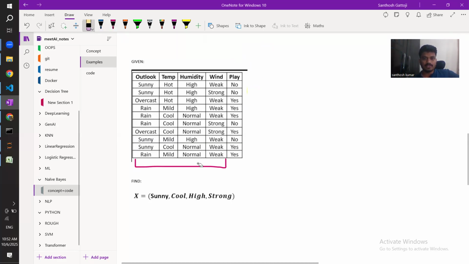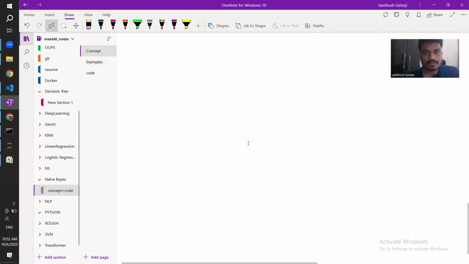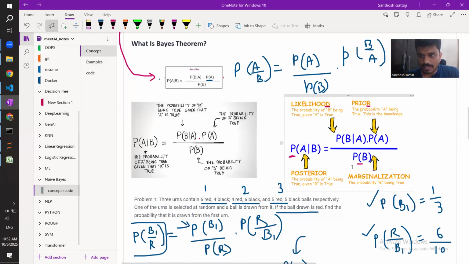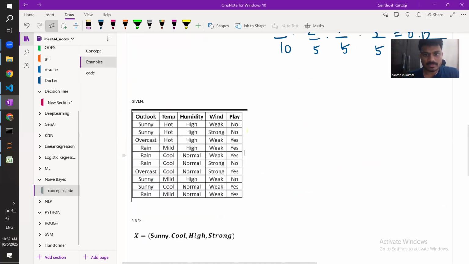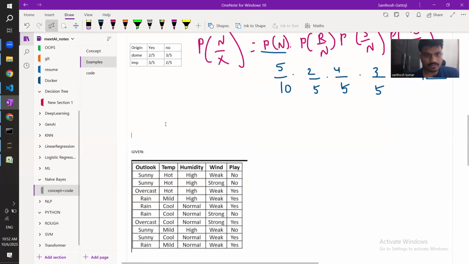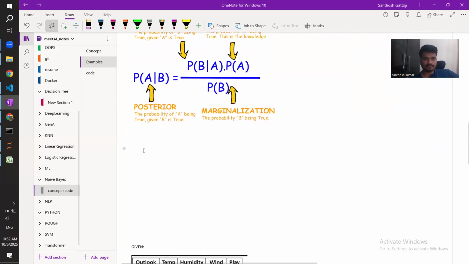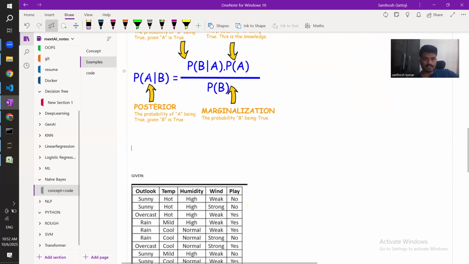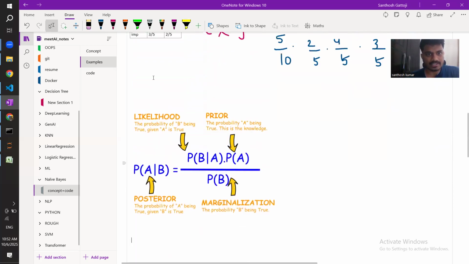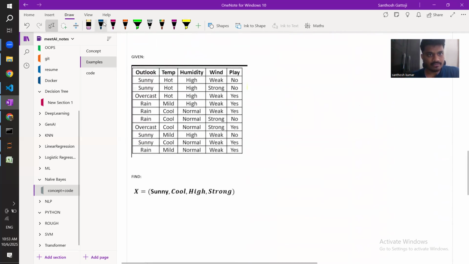Now, you have this formula. What is P of A given B? I'll copy this once because it is very important. The basic concept is the probability of Y given X. In the example, the features are outlook, temperature, humidity and wind, and whether the kid is playing or not.